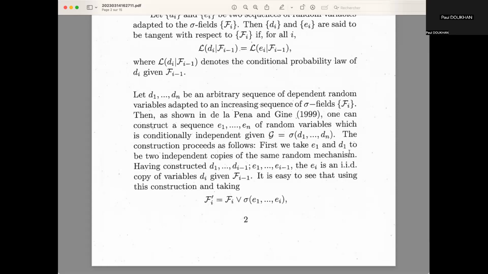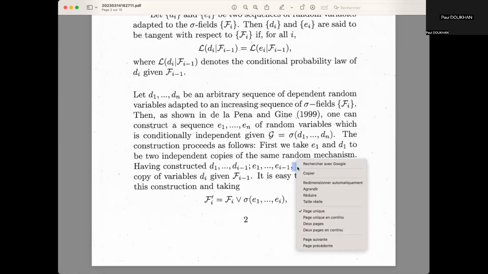So they are tangent. Now, one thing that one can observe is that by doing this, the sequence of E variables is conditionally independent given the D sequence, because the dependence between them only depends on the past D's, and otherwise they are independent. Do you agree? Is there any question? So that takes care of a lot of mathematics. So this shows you how to construct.